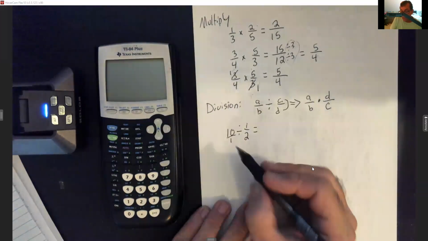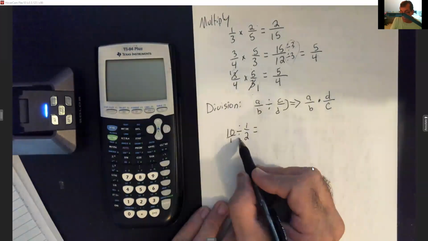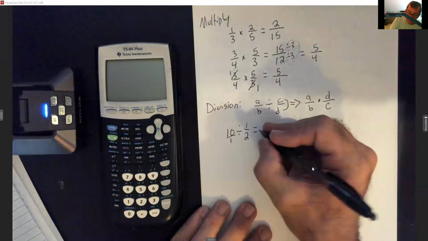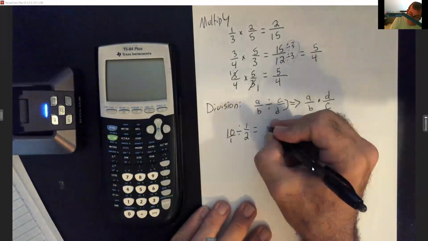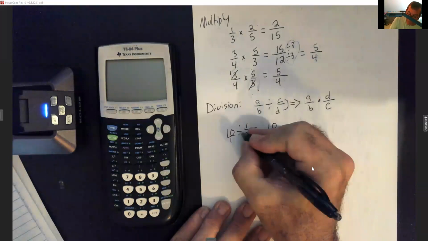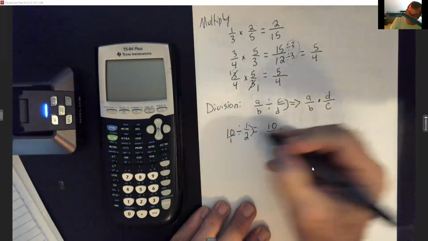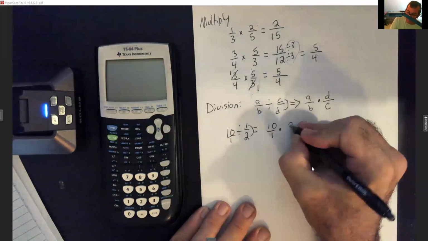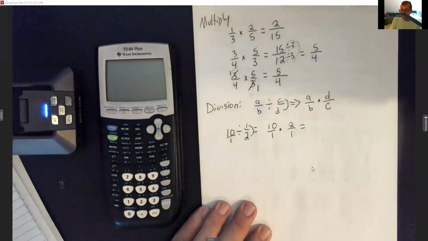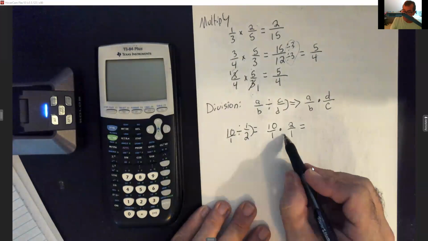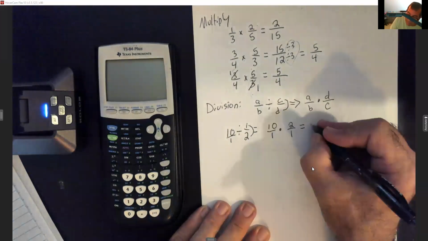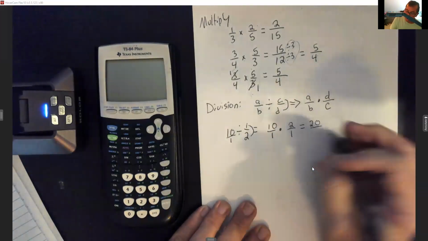But we are going to change this from division to multiplication. So here we go. We're now going to have 10 over 1, change from division to multiplication. Flip the second fraction, so you get a 2 over 1. So now we got to multiply straight across. 10 times 2 is 20. 1 times 1 is 1.